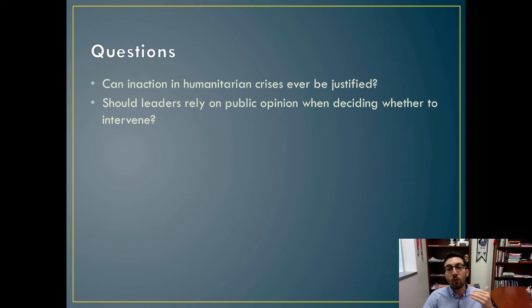What about thinking about the role of domestic politics? Should leaders of individual countries rely on public opinion when deciding whether or not to intervene? In the United States, it's usually not particularly popular to engage in international activities where there's not a direct national interest at stake. So is it the case that the United States should listen to public opinion, and so the president, whomever that might be, should either act or not act based on what their constituents want?